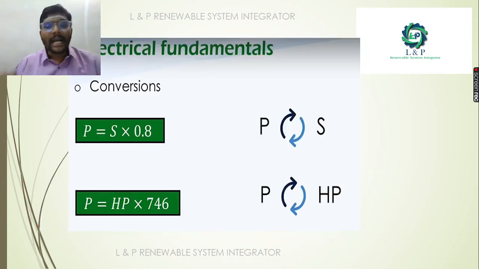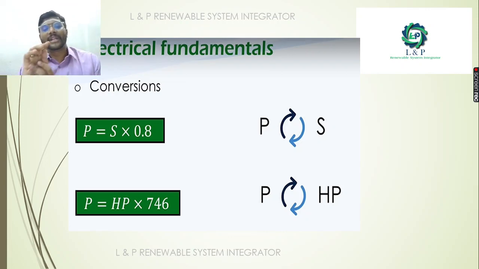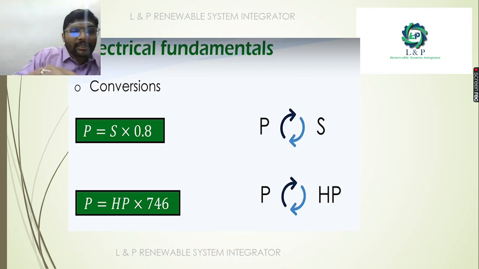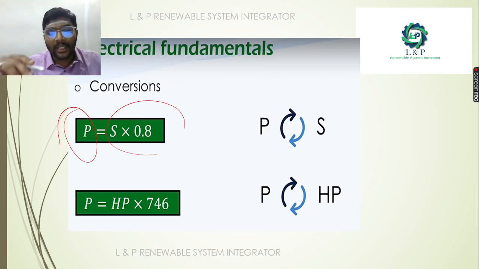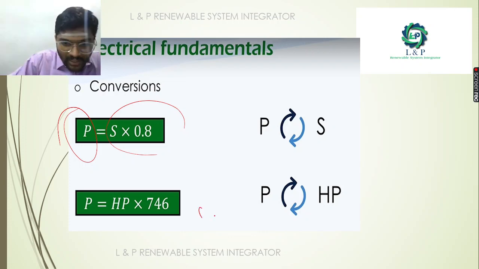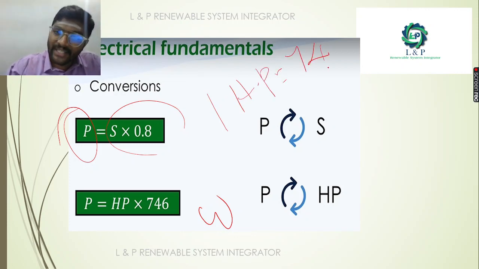And if you want to convert any sort of parameters, whether it is AC power or DC power, or real power, reactive power, we have some sort of conversions. If you want to convert the existing to the actual power, you can use S into 0.8. Or if you want to convert HP into actual watt power, you have to use this formula. For example, 1 HP is equal to 746 watts.